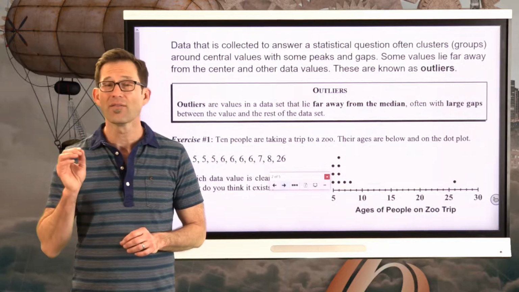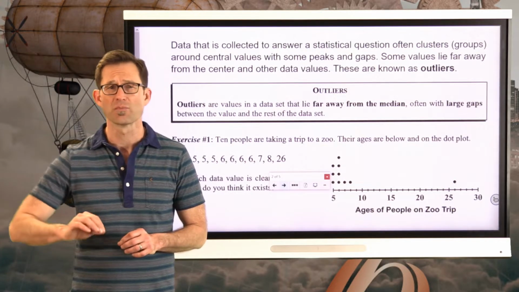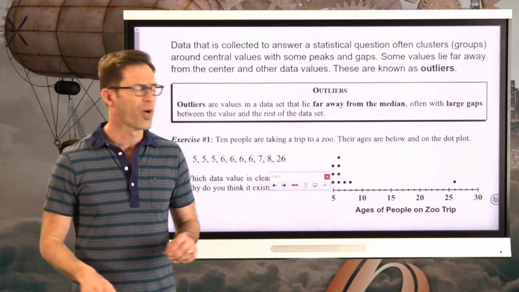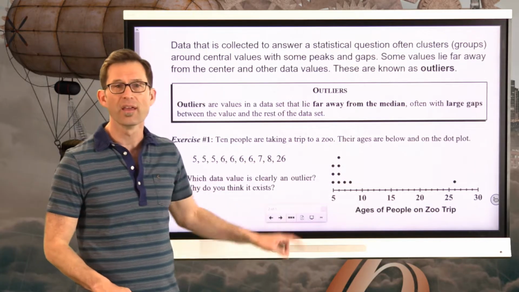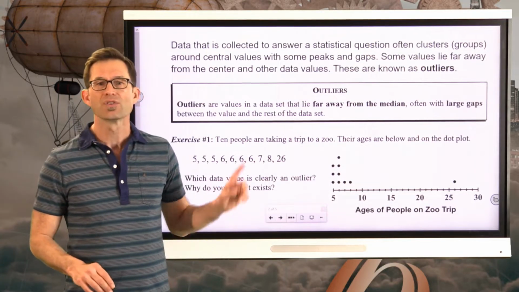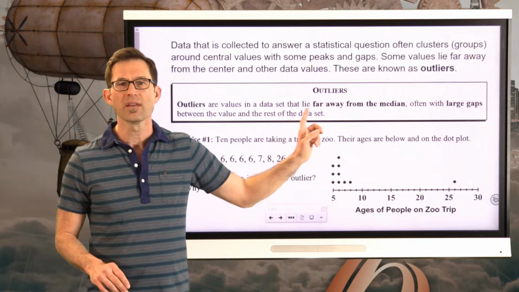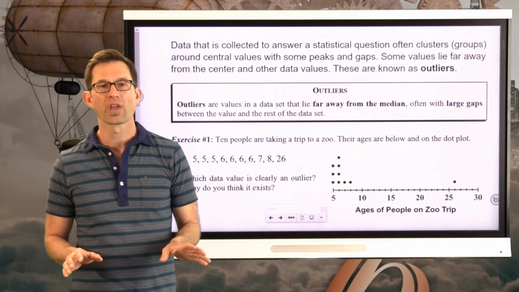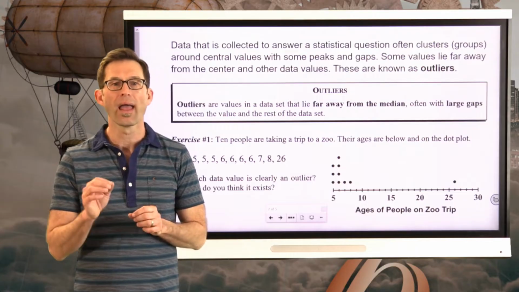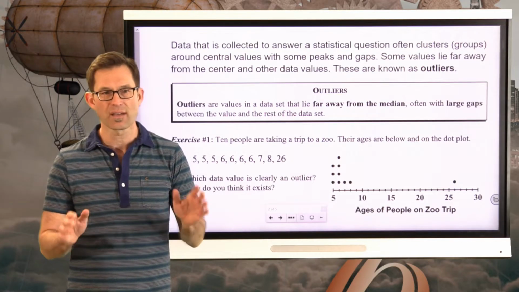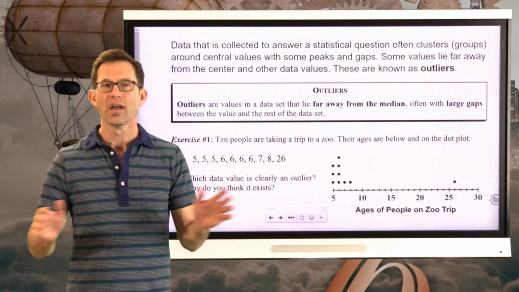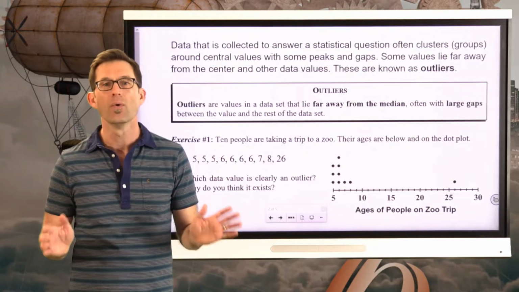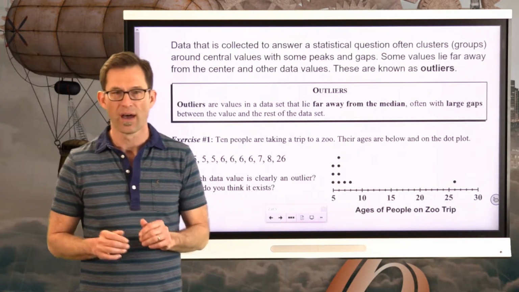Like literally, data values that are just so strange because they lie way far away from the other data in the data set. So outliers are simply values in a data set that lie far away from the median, often with large gaps between the value and the rest of the data set. So that's kind of key. There's got to be gaps between that value and the other data values.